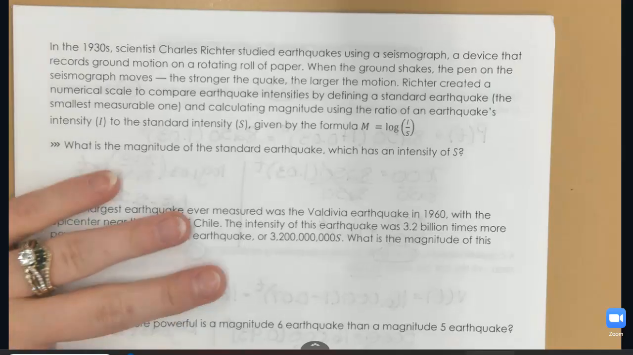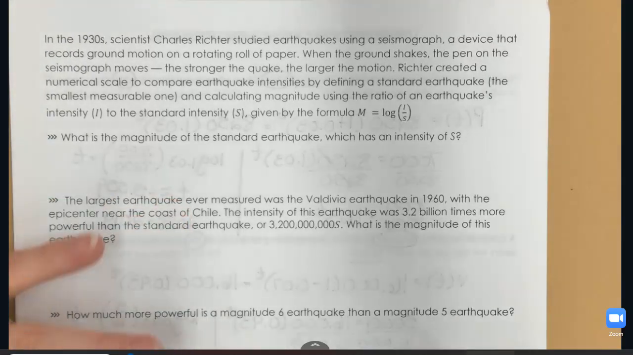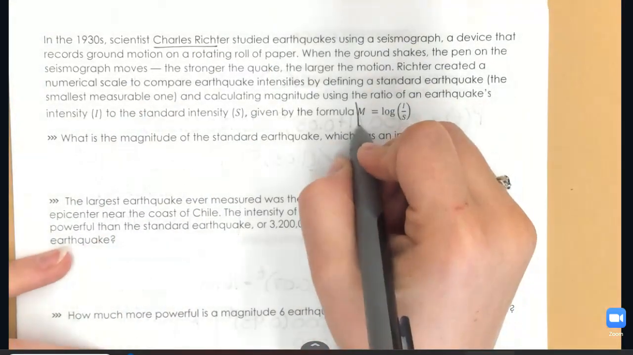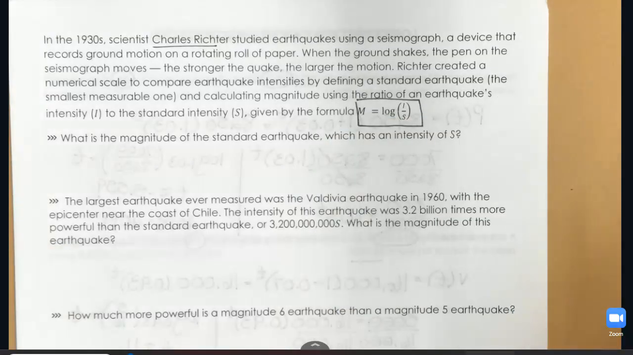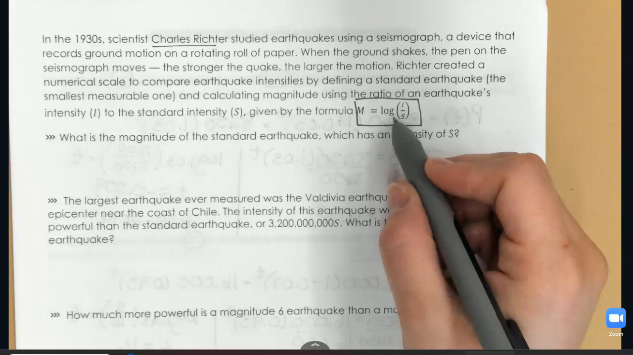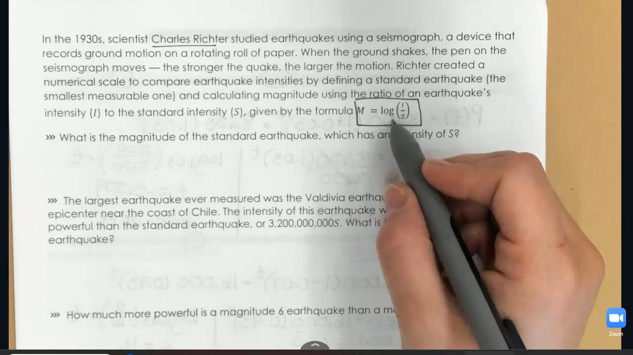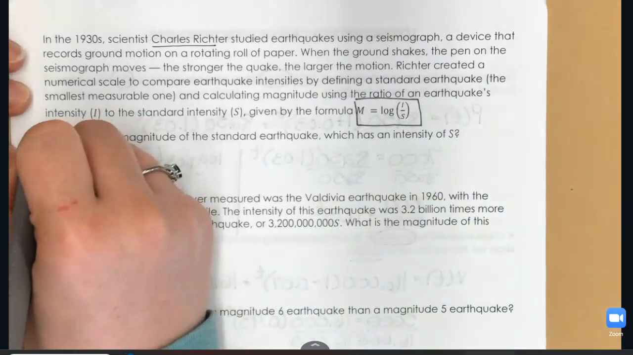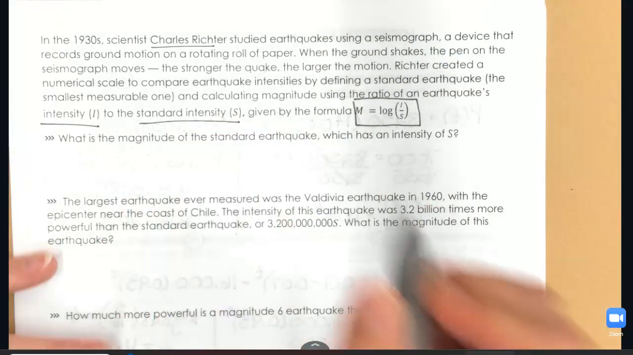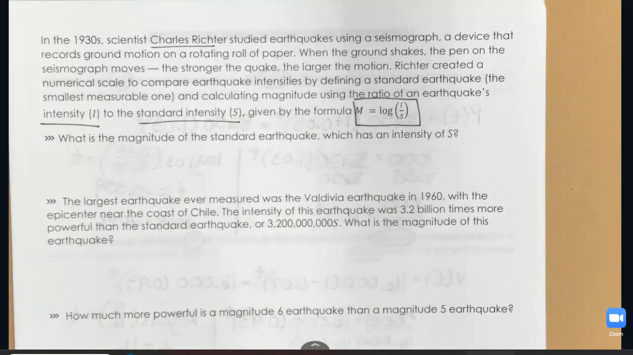I'm not going to read through this whole thing because it's quite wordy, but essentially Charles Richter invented the Richter scale, and this formula is what we use to calculate the magnitude of earthquakes. So the magnitude is log, and if there's no base written here, we're going to assume it's 10, of I over S, where I is the intensity of the earthquake that's being measured, and S is the standard intensity of what is normally being felt.